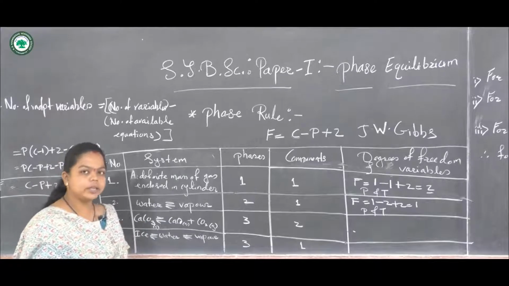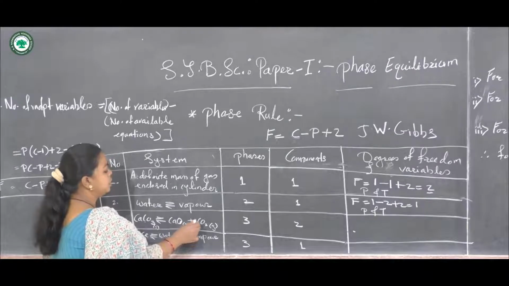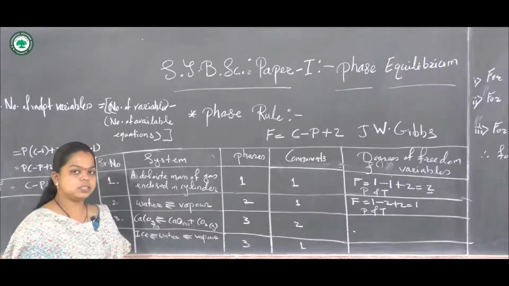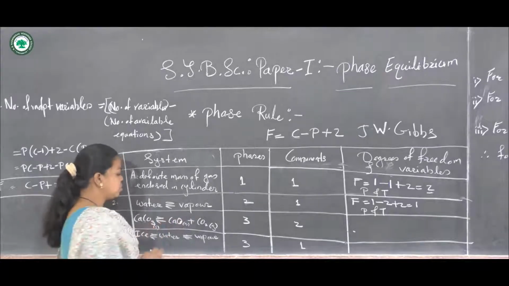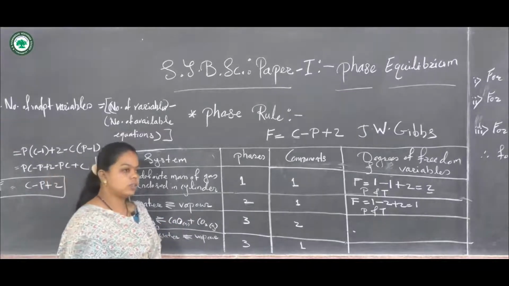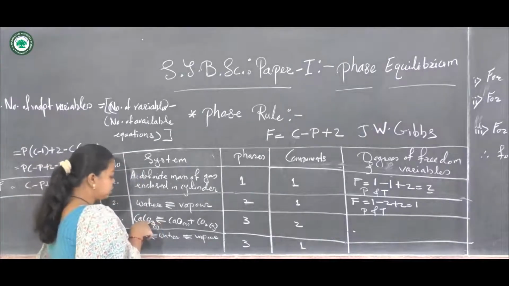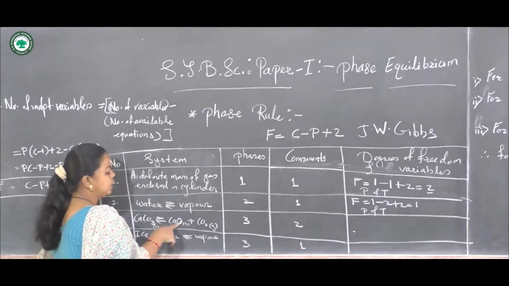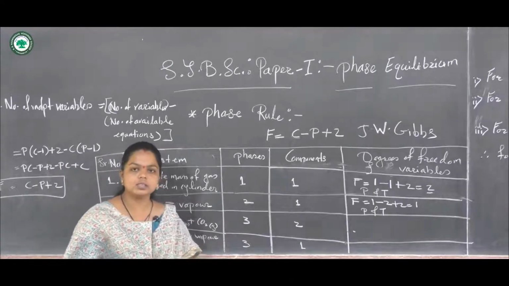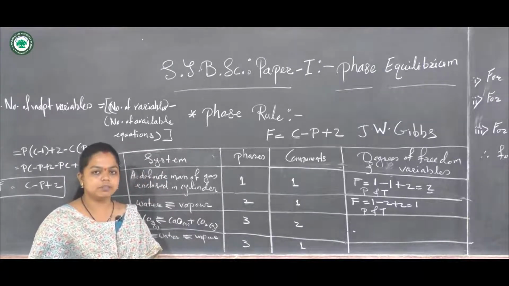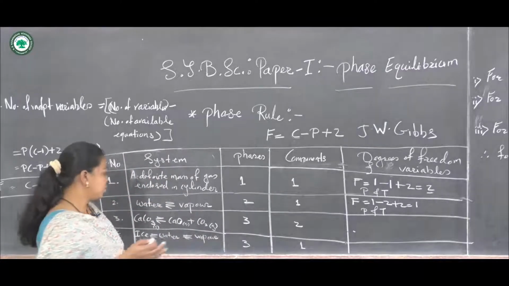Calcium carbonate solid is in equilibrium with calcium oxide, which is solid, plus carbon dioxide, which is in the gaseous state. Here 3 different phases are present, because each chemical constituent will give a single phase. Calcium carbonate forms one phase, calcium oxide another, and carbon dioxide another. Only gas, liquid and solid are not the only things considered as phases. A chemically distinct component will form the corresponding phase.